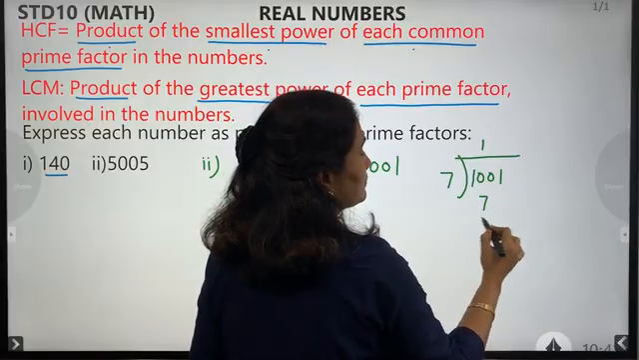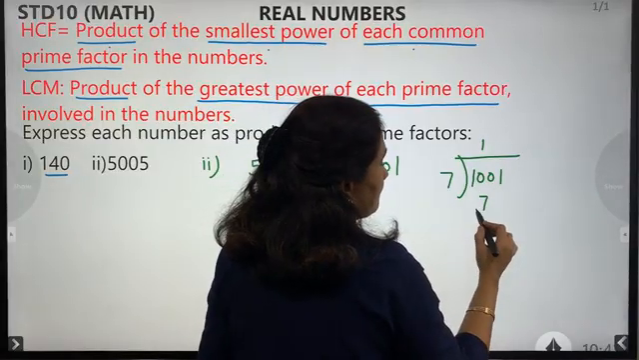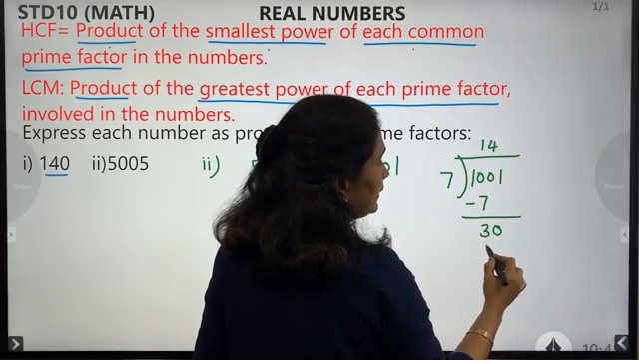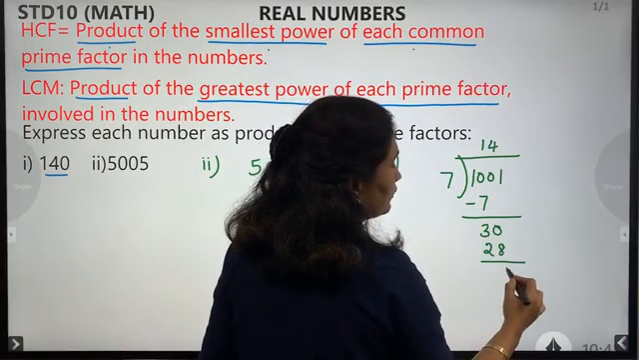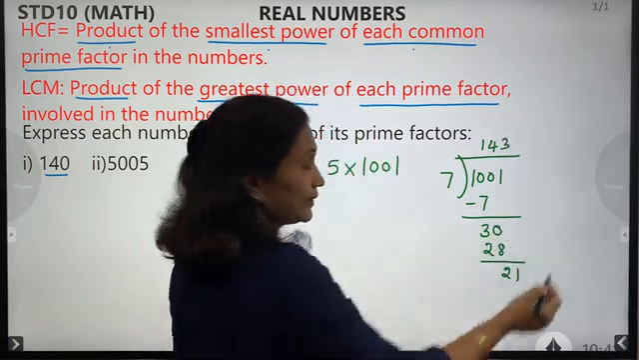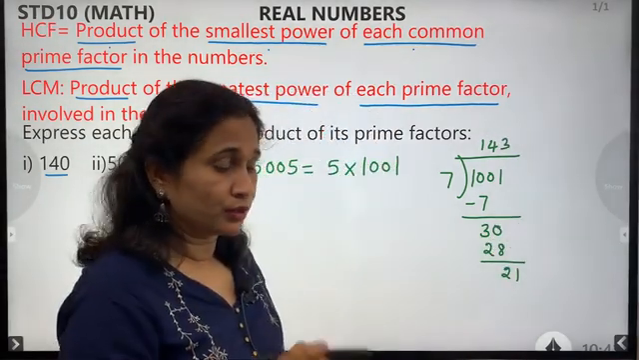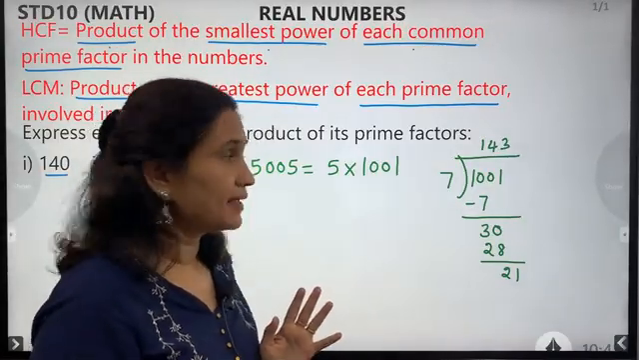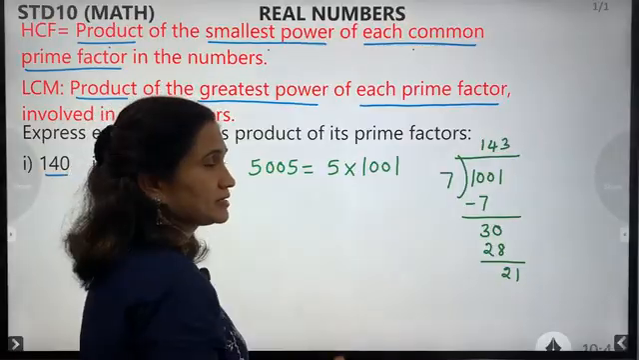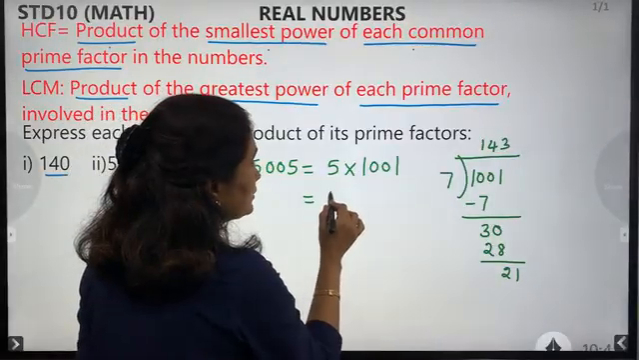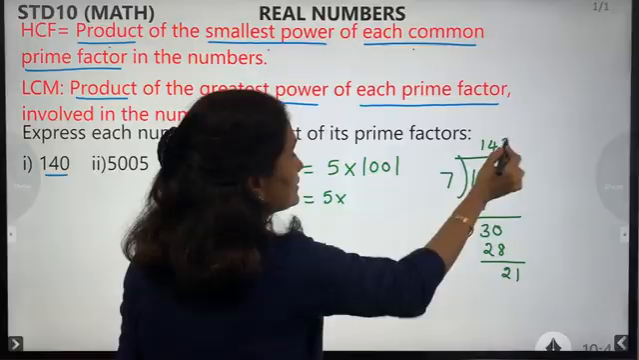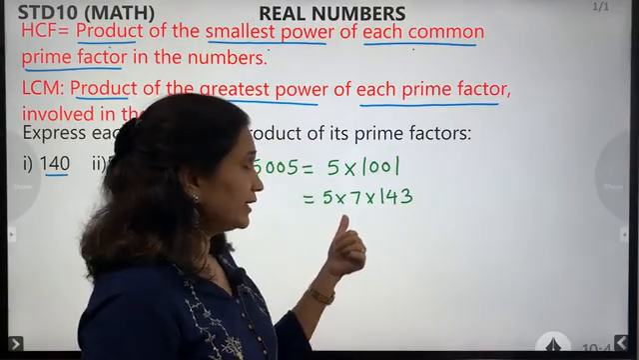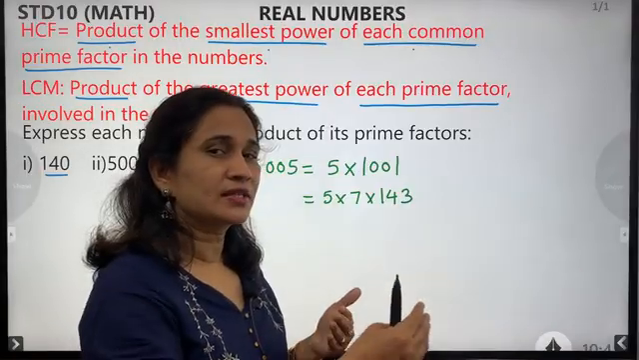7 ones are 7 minus, 3 over here, 0. 7 fours are 28 and I get a 2 over here and a 1, and 7 threes are 21. So I told you, go in order 2, 3, 5. The next number I have given priority to is 7, because 1, 0, 0, 1 is divisible by 7. How do I write it, children? 5 into 7 into 143. Again going ahead, 2, 3, 5, 7 done.